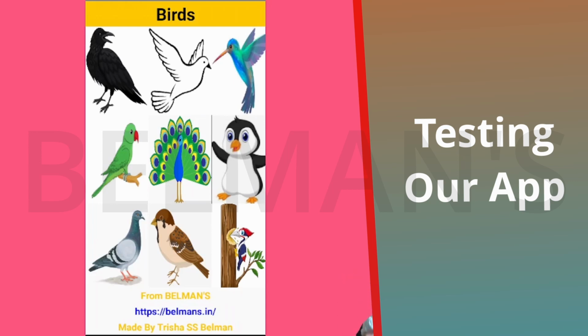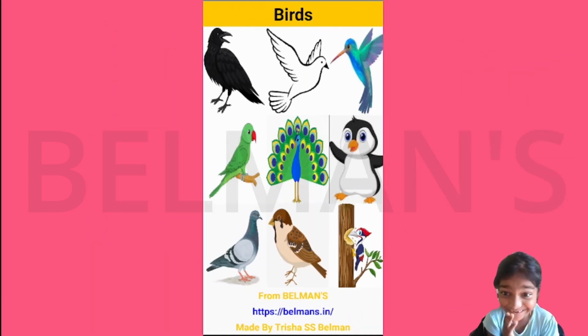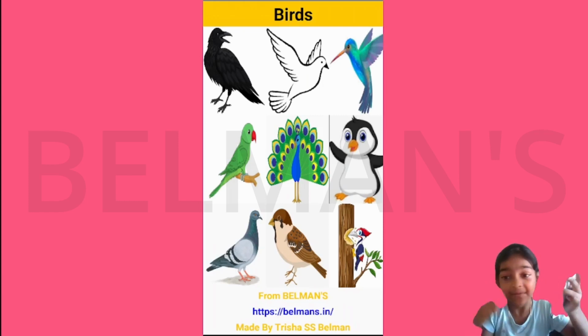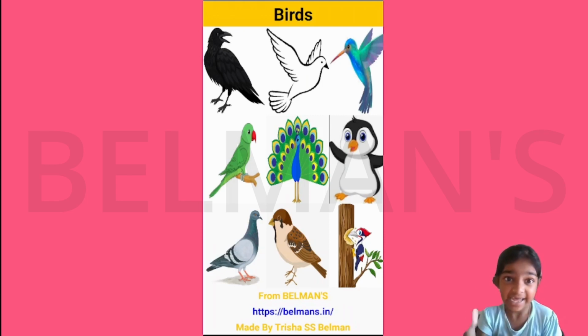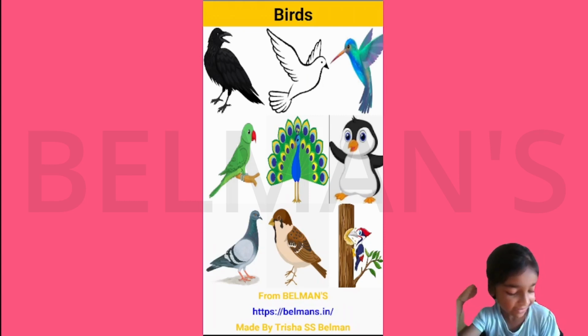Now let us click on each of them and hear what it says. Crow, dove, hummingbird, parrot, peacock, penguin, pigeon, sparrow, woodpecker. Everything is right, and it is good. It's saying crow, dove, hummingbird, parrot, peacock, penguin, pigeon, sparrow, and woodpecker.